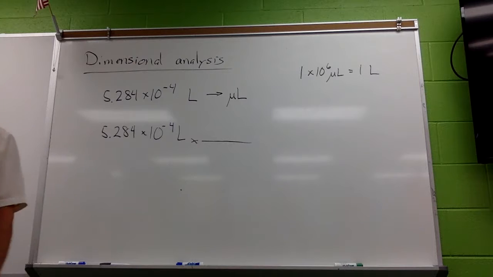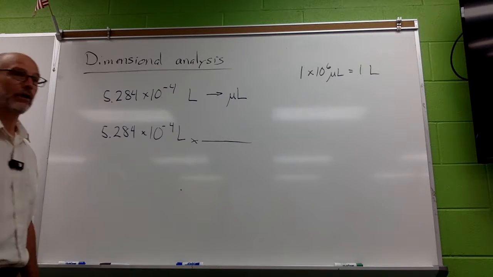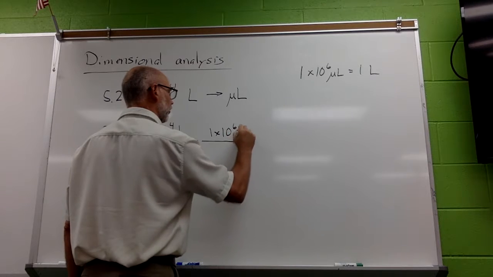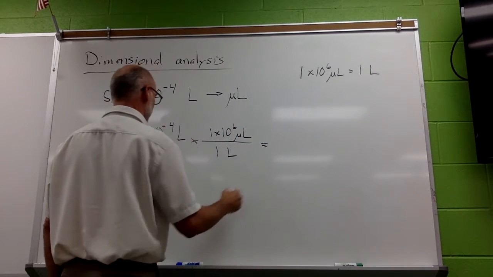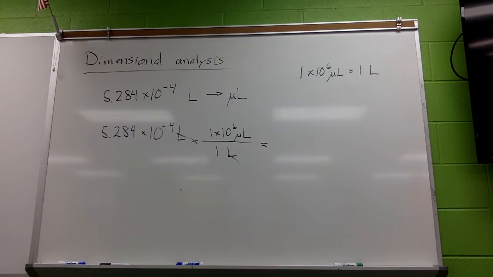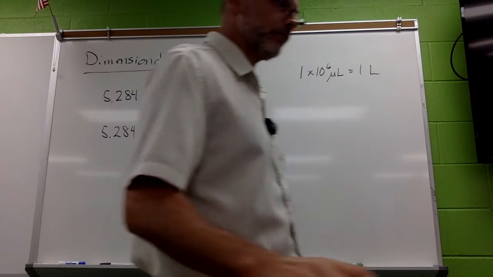Okay, so what am I going to put in the numerator? Microliters, right? The thing you're trying to solve for is typically going to go in the numerator. So 1 times 10 to the 6th microliters, 1 liter there, liters cancel, off you go. I'm going to have you guys do this on your calculators because it's good practice for tomorrow with the scientific notation, getting into your calculators.